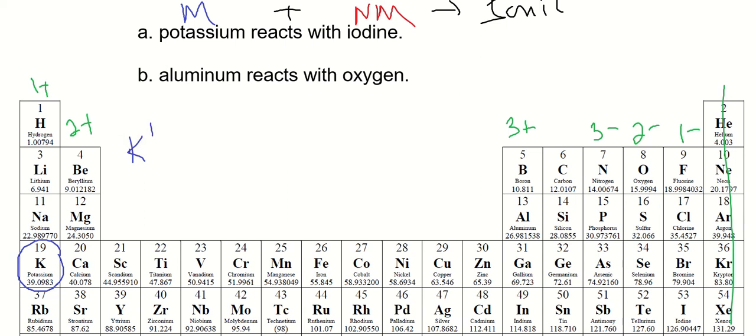Potassium is going to have a 1 positive charge. Iodine is going to have a 1 negative charge, being a halogen. This wasn't necessary, all right? Because you can see it's a 1-to-1 ratio, and you can cross them, and it's going to give you a formula unit of KI.